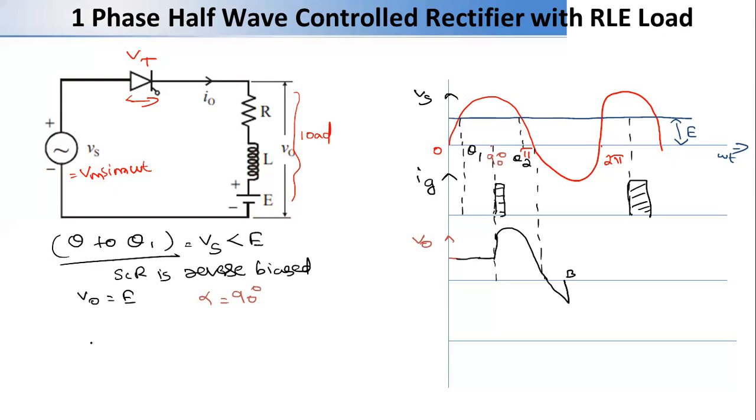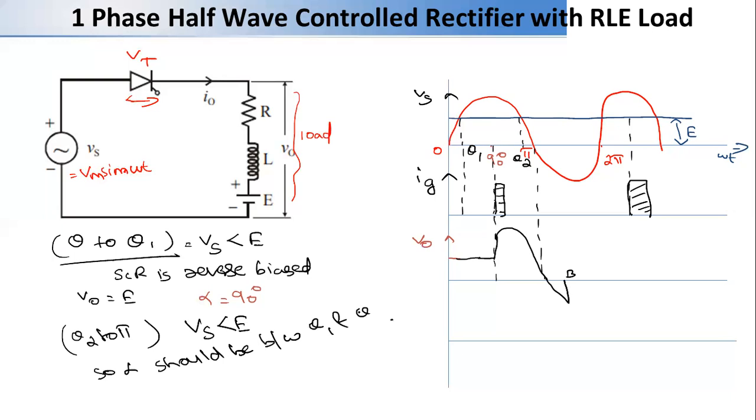Then from theta 2 to pi also, Vs is less than E. So that's why we find the angle between. So alpha should be between theta 1 and theta 2. So we give alpha equal to 90 degrees.